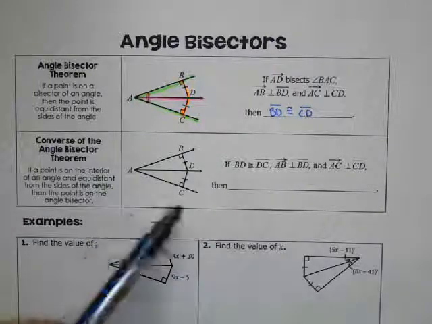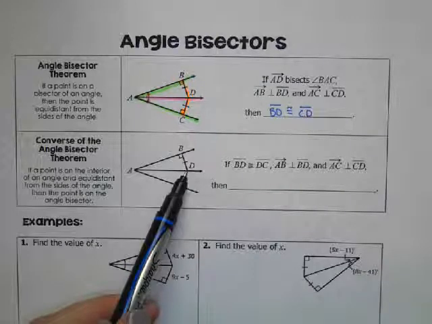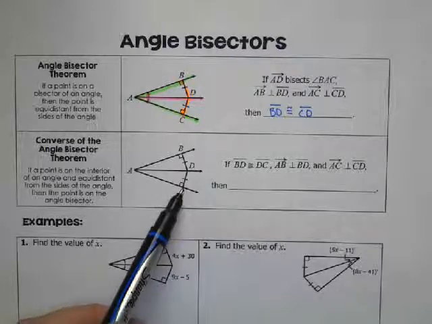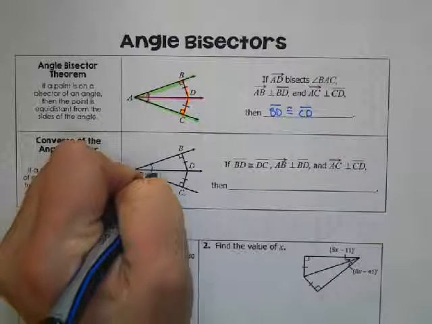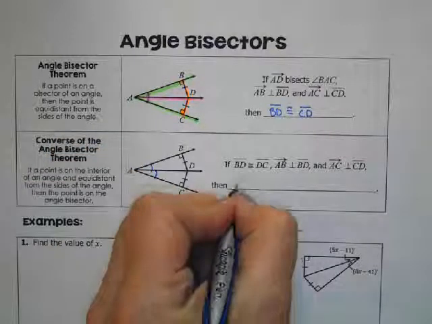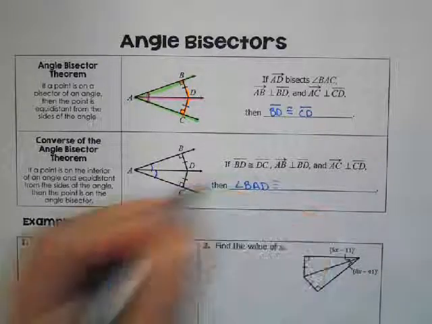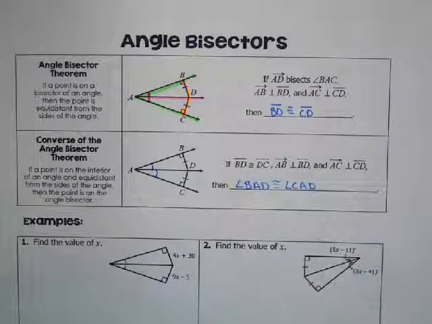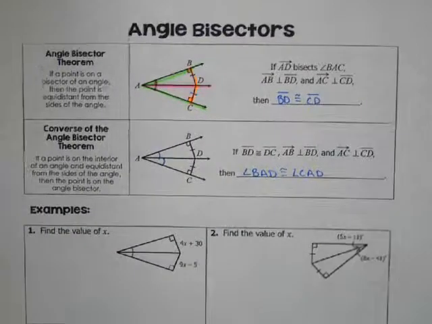For the converse, if you have an angle and you have the point on the inside is equidistant and perpendicular to the sides of the angle, then that means we have an angle bisector. So angle BAD would be congruent to angle CAD. So this allows you to solve for different angles or triangles that are missing.